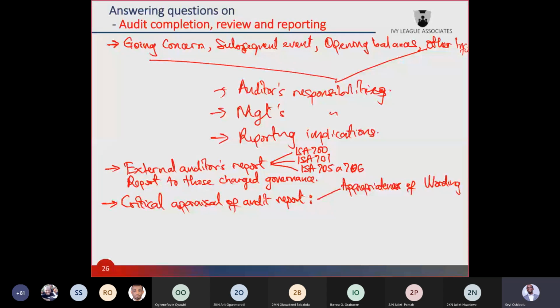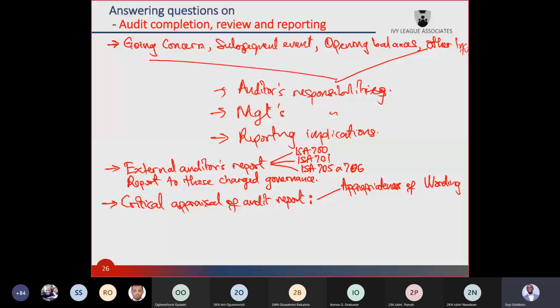Wording. The English, the way the report is written, does it make sense? The things they've written there. An external audit report is not the same thing as an internal audit report, where you can choose to use the format the organization prefers. ISA 700 tells us how an audit report should be worded. And obviously, even though the standards can never prescribe all possible scenarios, it gives guidelines on how reports should flow.